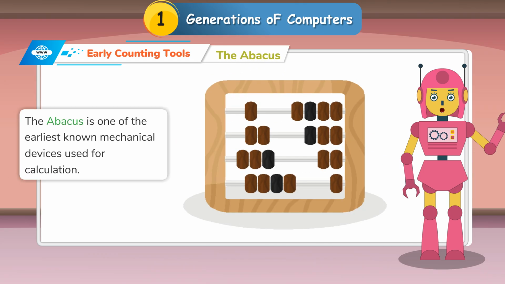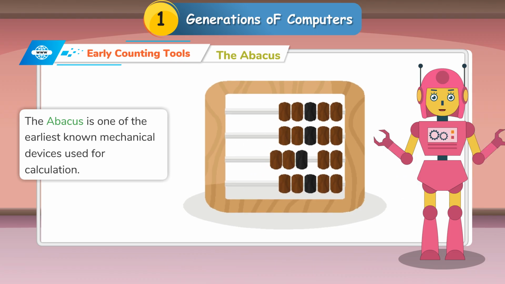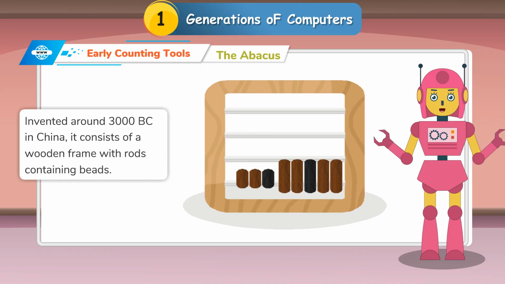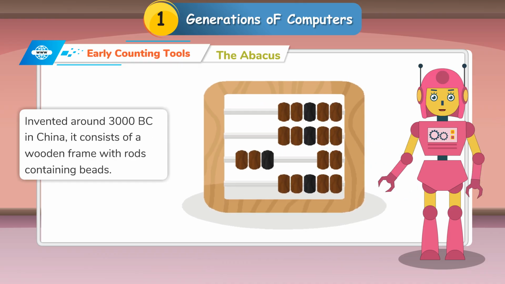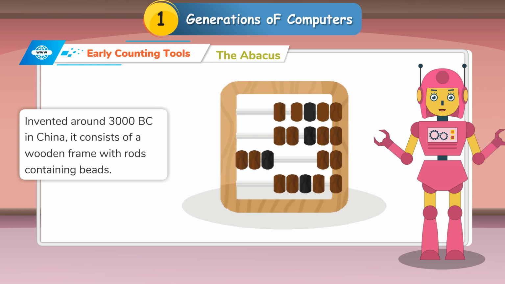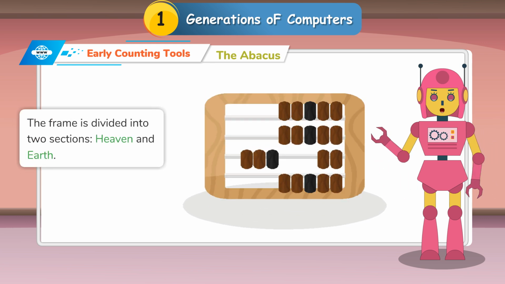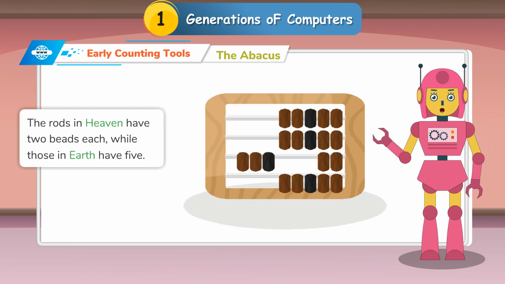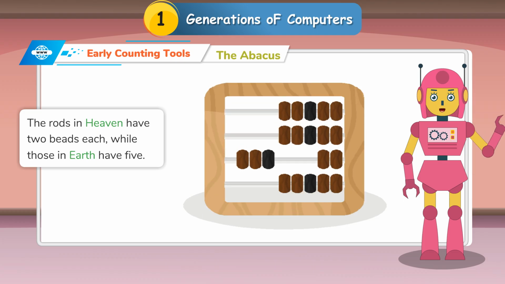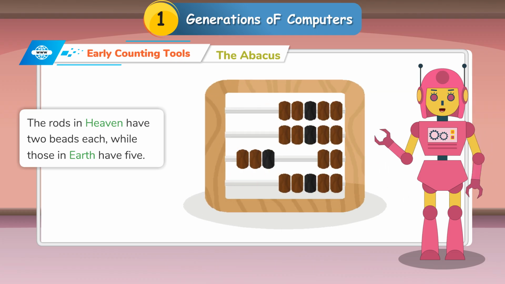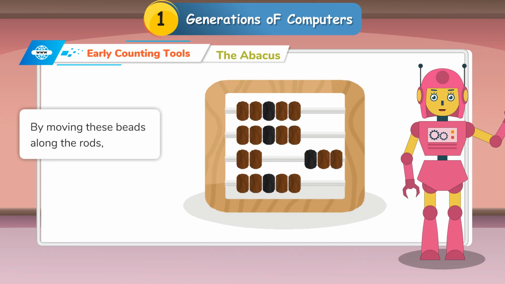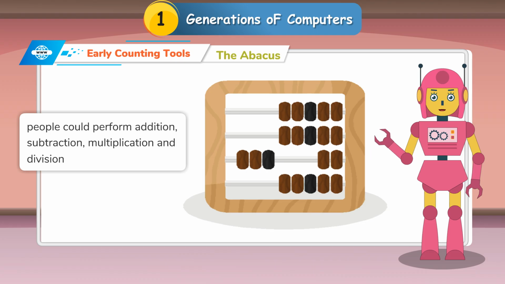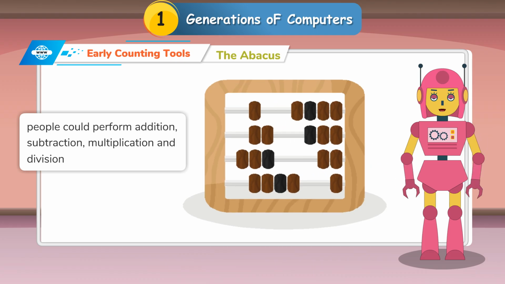The abacus is one of the earliest known mechanical devices used for calculation. Invented around 3000 BC in China, it consists of a wooden frame with rods containing beads. The frame is divided into two sections, heaven and earth. The rods in heaven have 2 beads each, while those in earth have 5. By moving these beads along the rods, people could perform addition, subtraction, multiplication, and division.